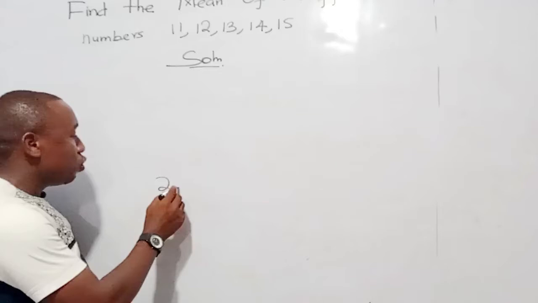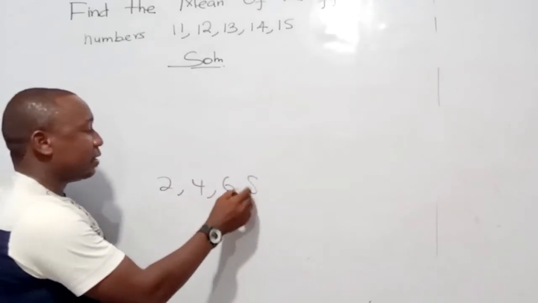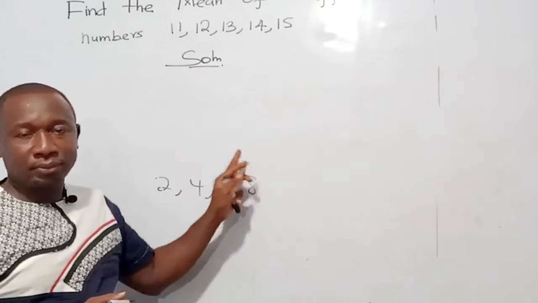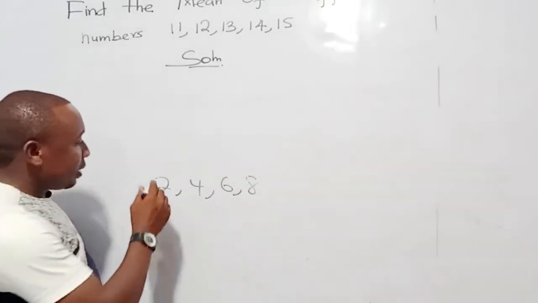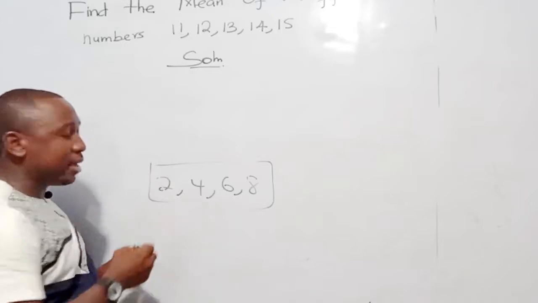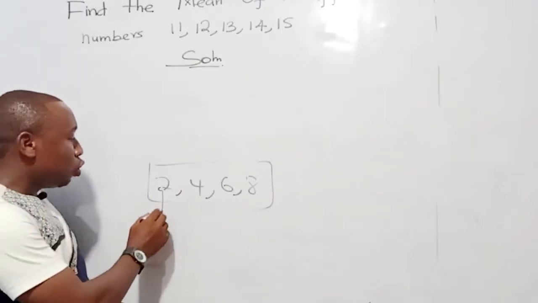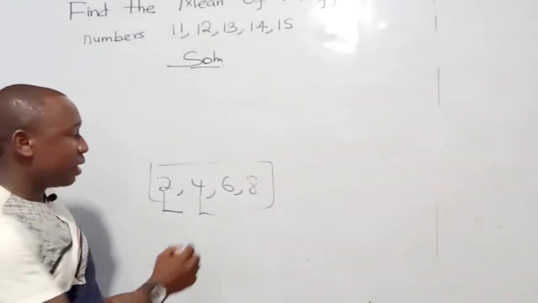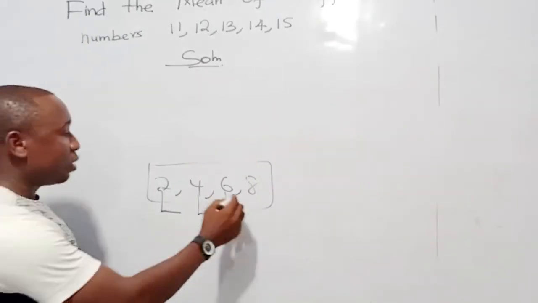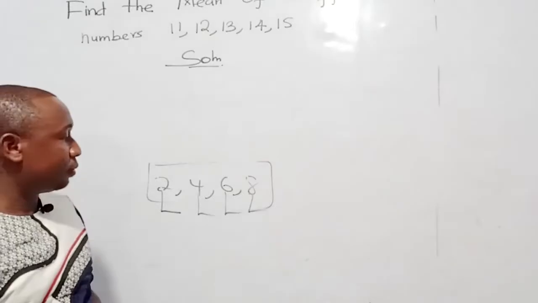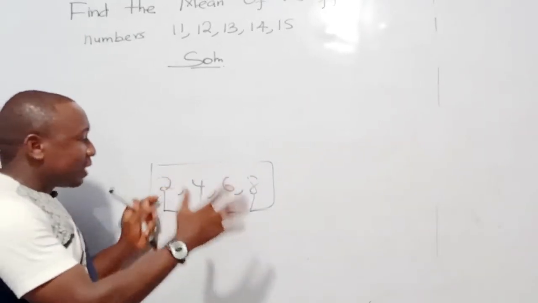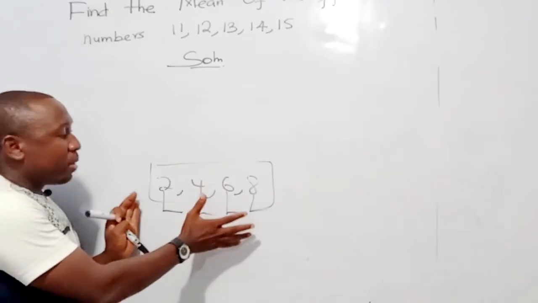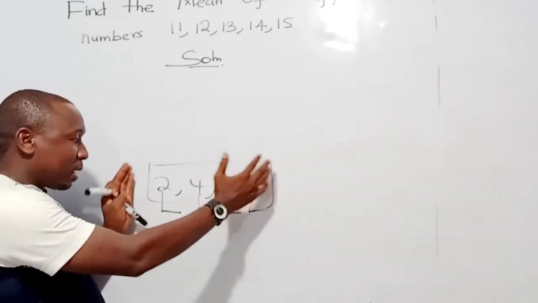If you are given 2, 4, 6, 8, to find the mean of these numbers, the question clearly indicates that 2 is not repeating itself, 4 is not repeating itself, 6 is not repeating itself, and 8 also is not repeating itself. When the question appears in a fashion like this, there is a formula that we use to find the mean of this particular data set.